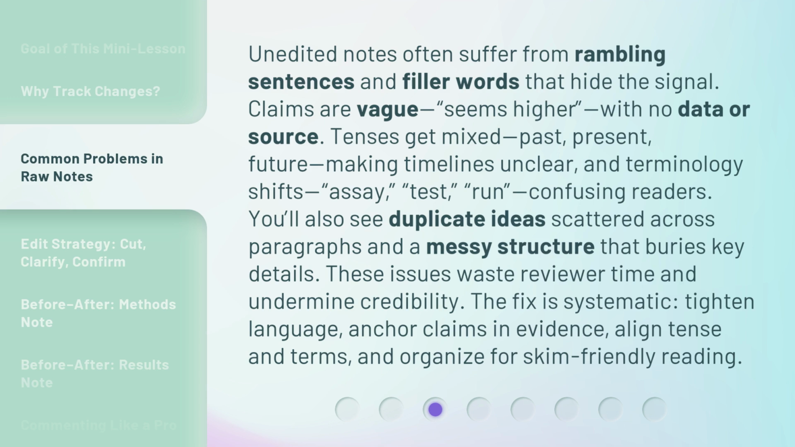You'll also see duplicate ideas scattered across paragraphs and a messy structure that buries key details. These issues waste reviewer time and undermine credibility. The fix is systematic. Tighten language, anchor claims and evidence, align tense and terms, and organize for skim-friendly reading.